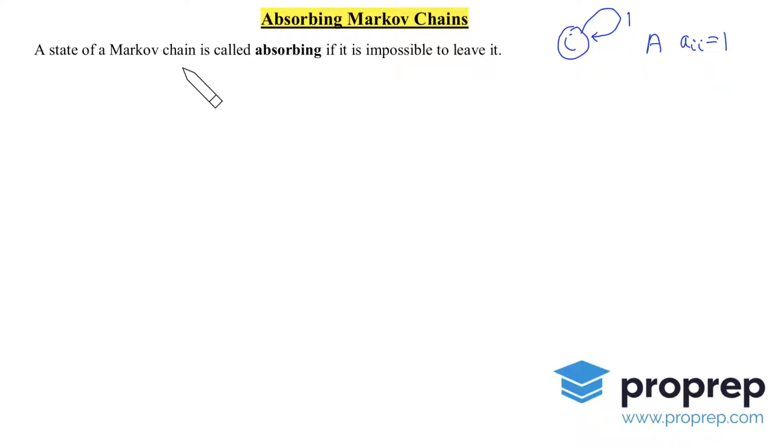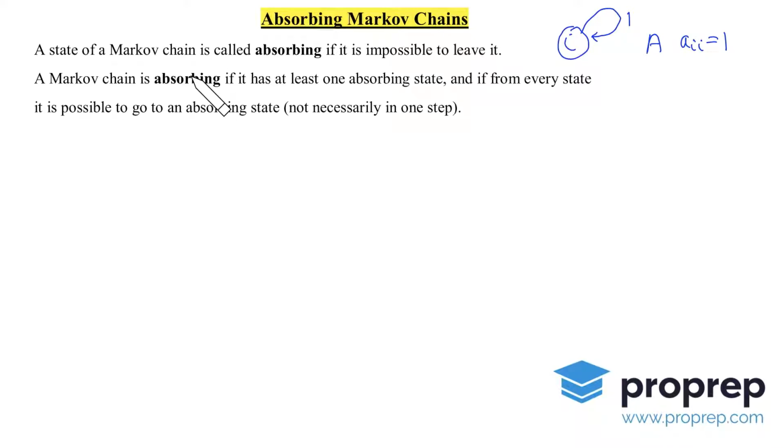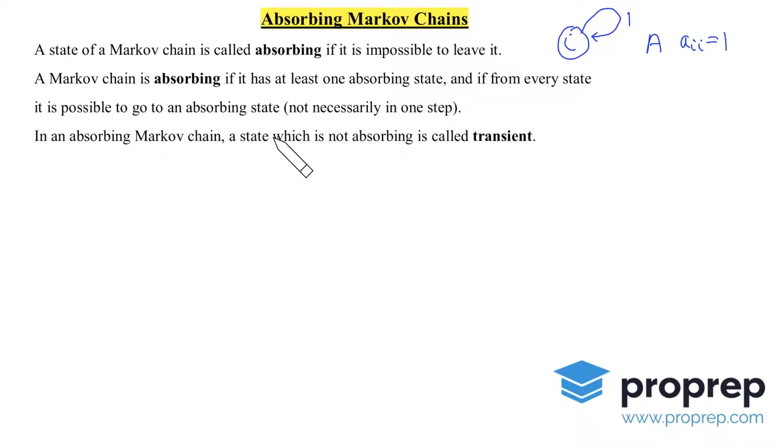Now, a Markov chain is called absorbing if it satisfies two conditions. First of all, it has to have at least one absorbing state, could be more. And secondly, from every state, it's possible to reach an absorbing state, not necessarily in one step, but through a chain you could get from any state to an absorbing state. And in an absorbing chain, if a state is not an absorbing state, then it's called a transient state.